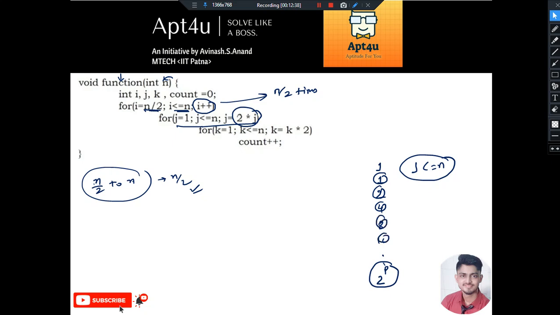Suppose the last value was 2 power p, and at that time we saw that j less than equal to n was true, which means 2 power p is equal to n. After that the condition will not be satisfied. So the last time the condition was satisfied was this point, suppose.